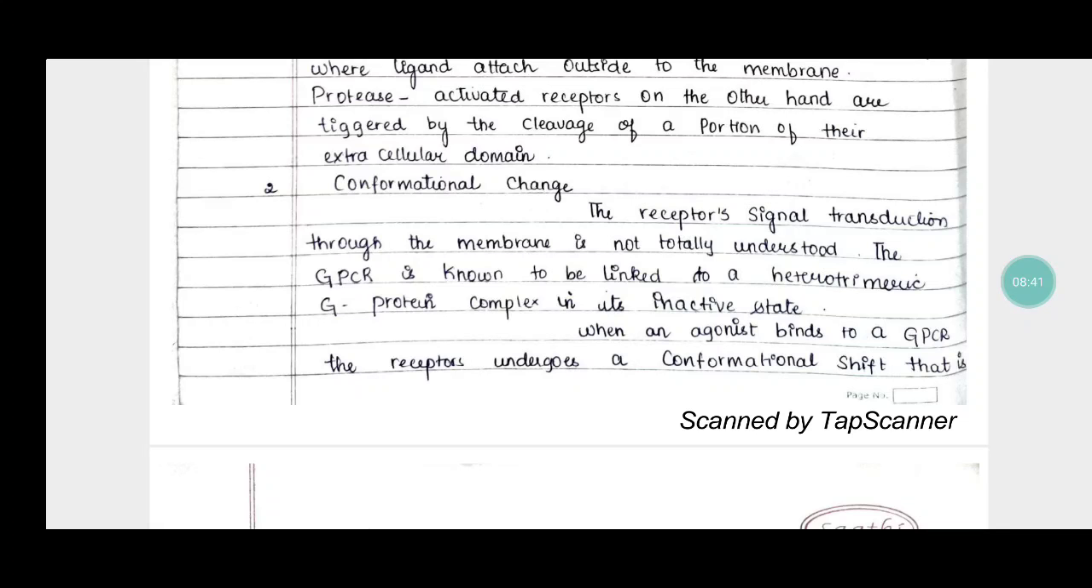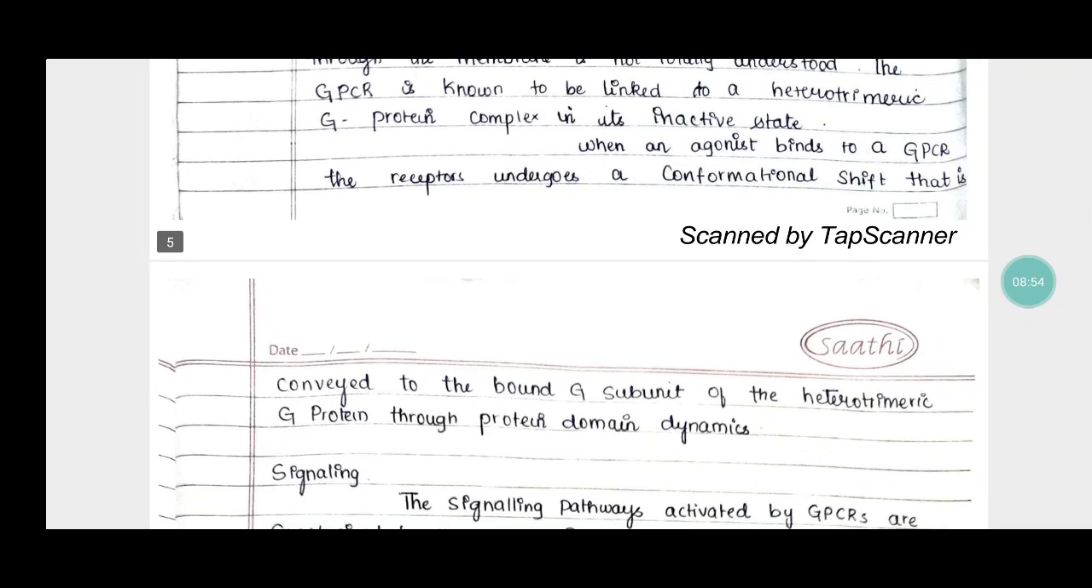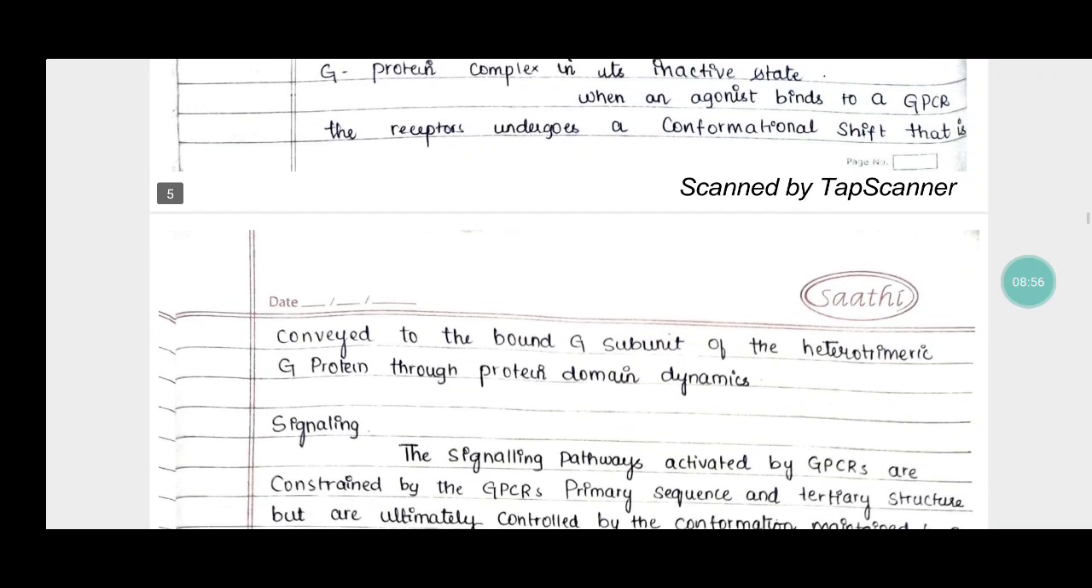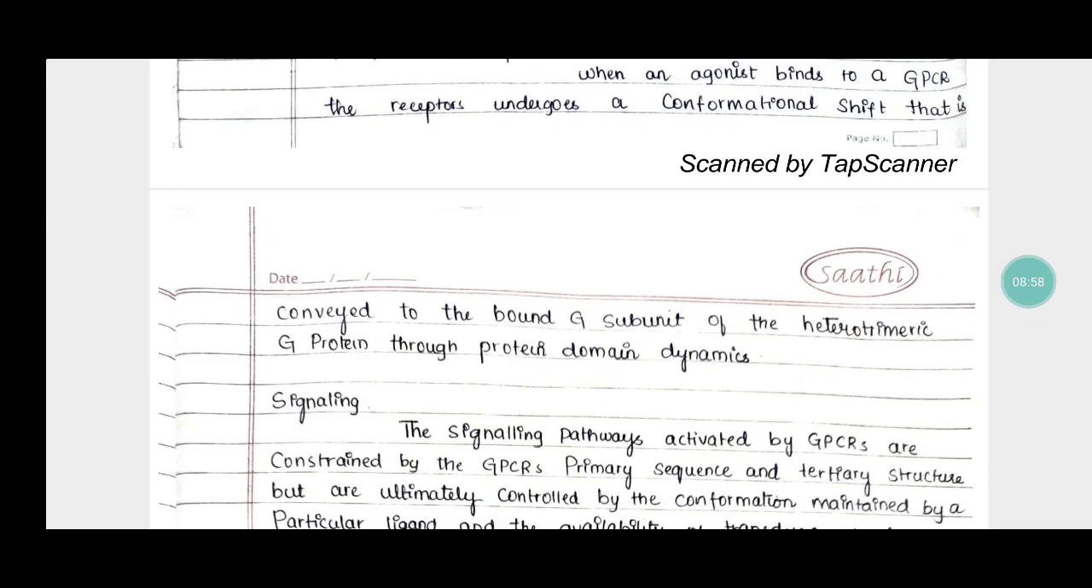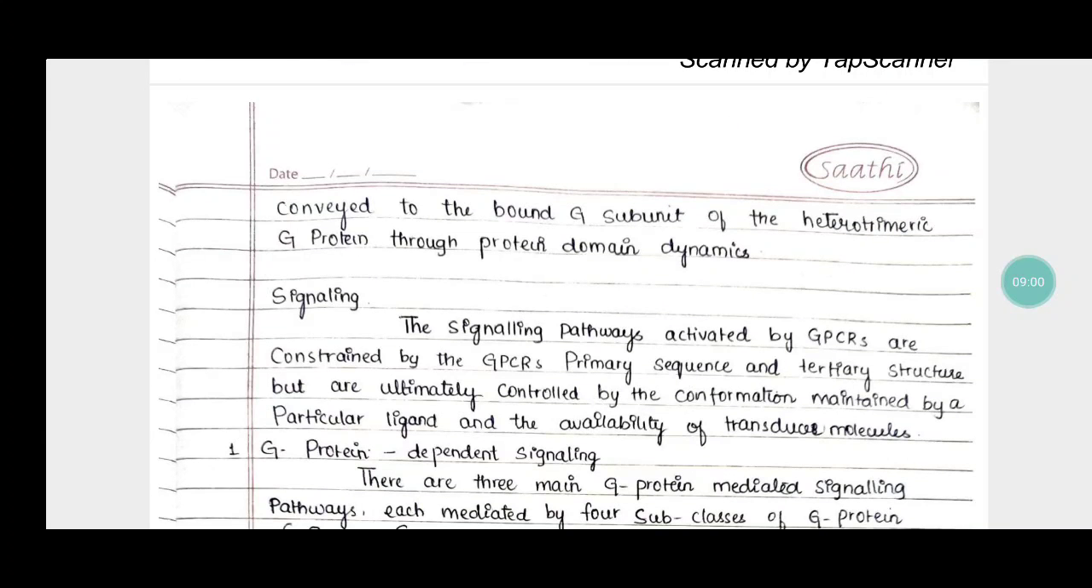The receptor signal transduction through the membrane is not totally understood, but the G protein coupled receptor is known to be linked to heterotrimeric G protein complexes in its inactive state. When an agonist binds to the G protein coupled receptor, the receptor undergoes a conformational shift that is conveyed to a bound G subunit of the heterotrimeric G protein through protein domain dynamics.